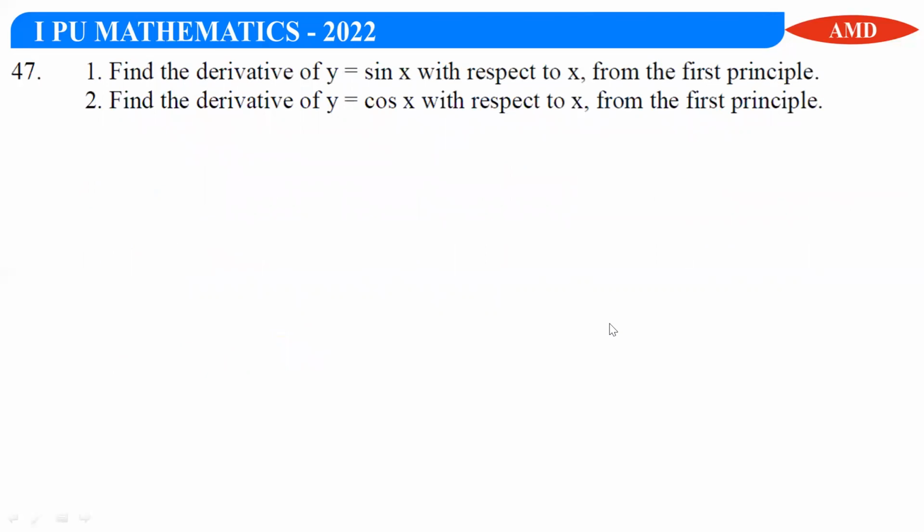47th question. Some students might find it difficult, but since it is the most predictable question, I have kept it in the list here. That is to find the derivative of sin x or cos x. Once in a way they might ask tan x, but I feel that they will stick to any one of these functions. Using the first principle, you will have to evaluate the derivative of these two functions. Any one will be asked. So please check your notes or the textbook and get ready for this question.